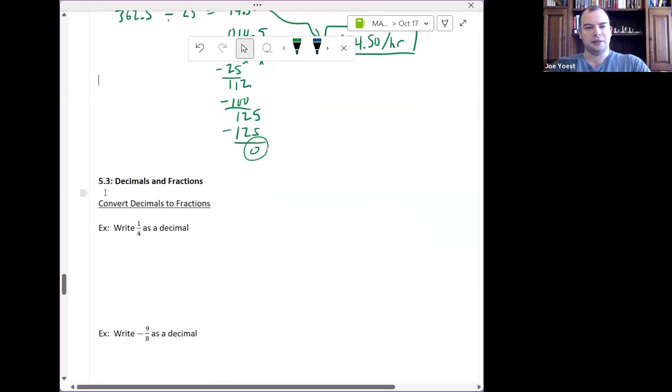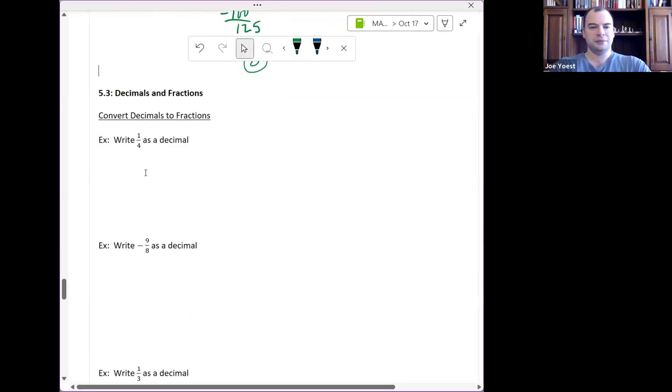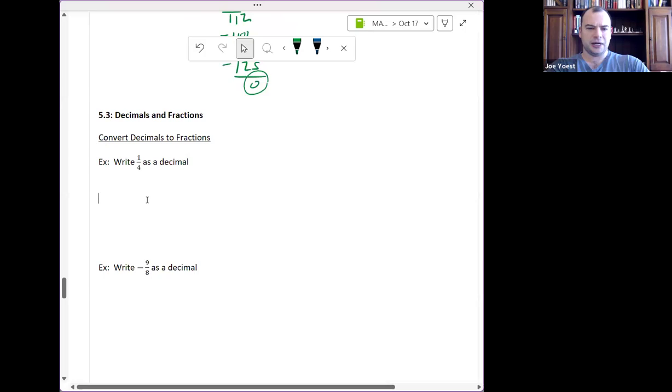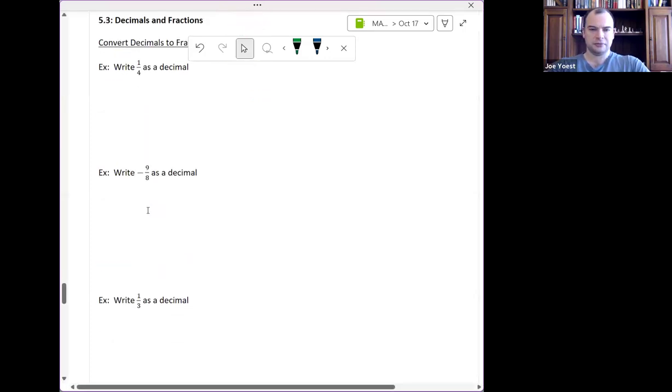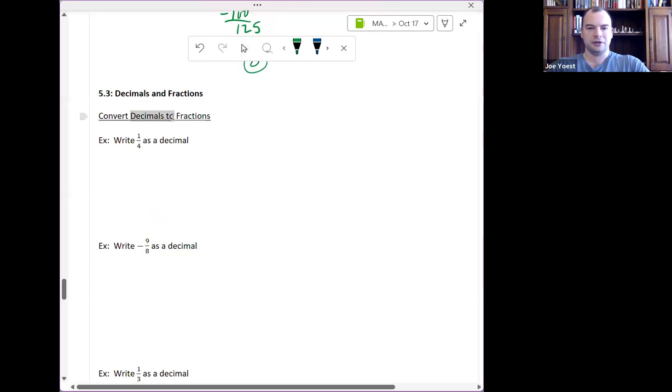Okay. So let's move on to our next section. Here we're looking at the interplay between decimals and fractions. So we've already talked a good bit about converting fractions to decimals... whoops, I wrote this the wrong way. Converting fractions to decimals. We've already talked a good bit about converting decimals to fractions.